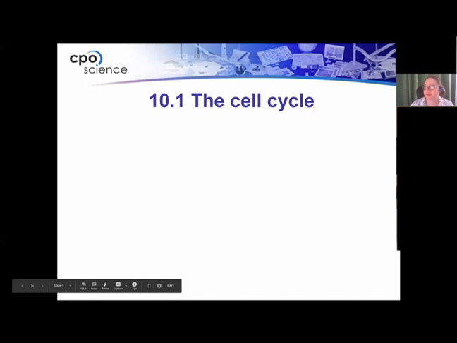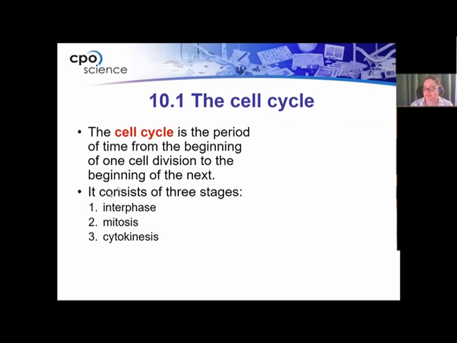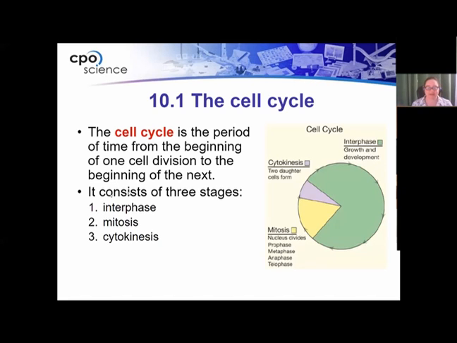All right, so 10.1, the cell cycle. I think we talked about this a little bit yesterday. The cell cycle is the period of time from the beginning of one cell division to the beginning of the next. It consists of 3 different stages.